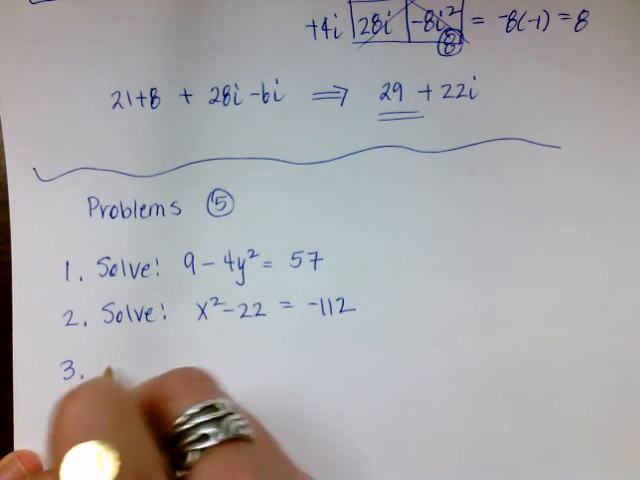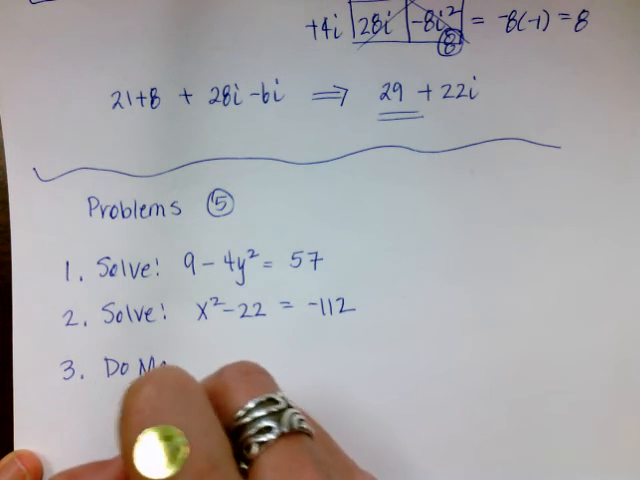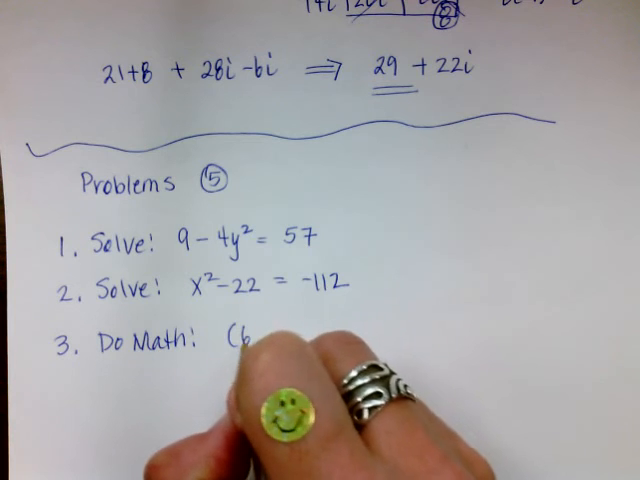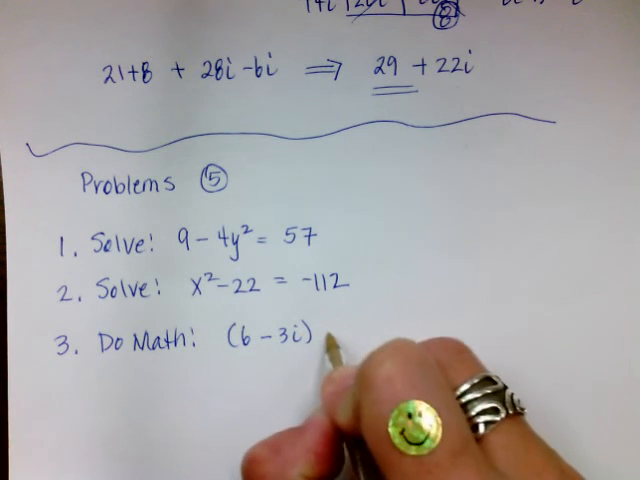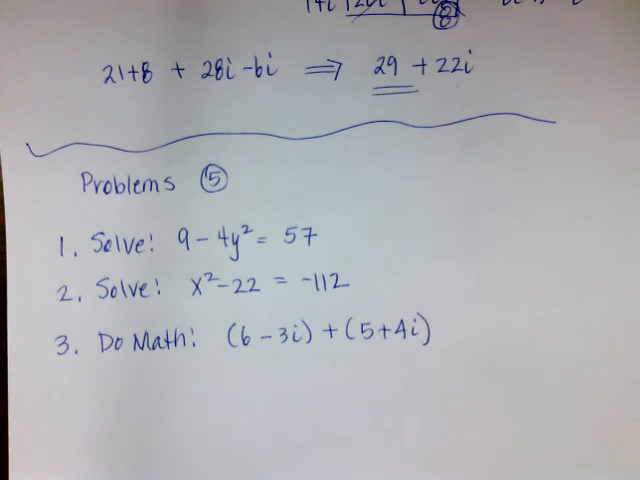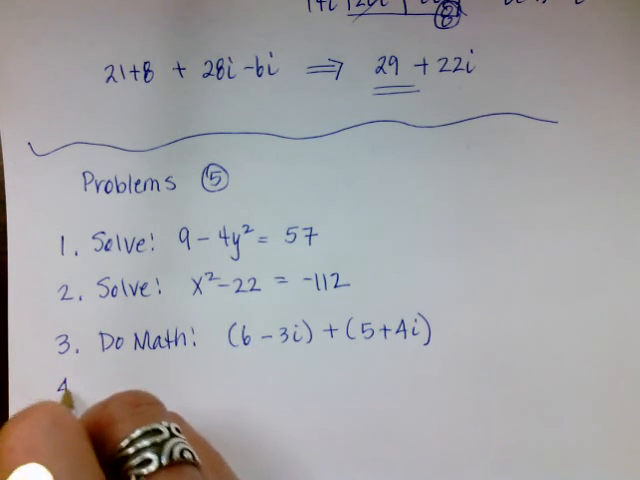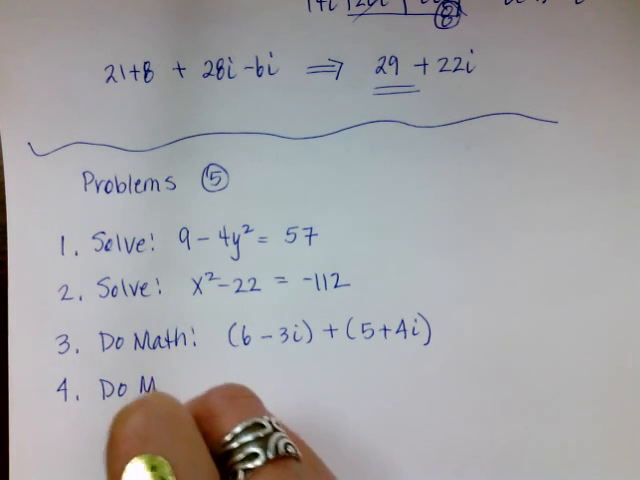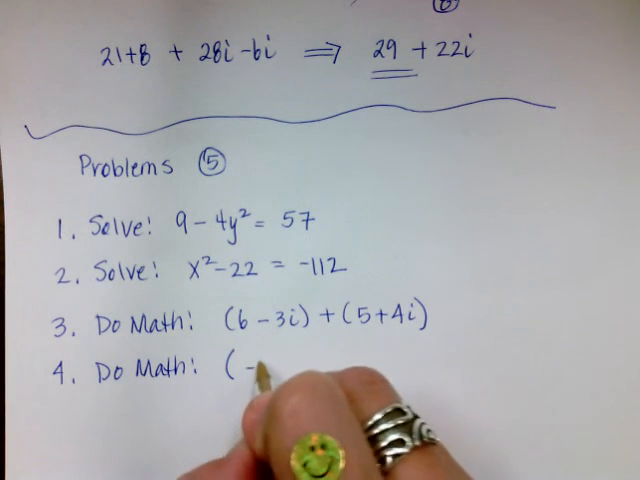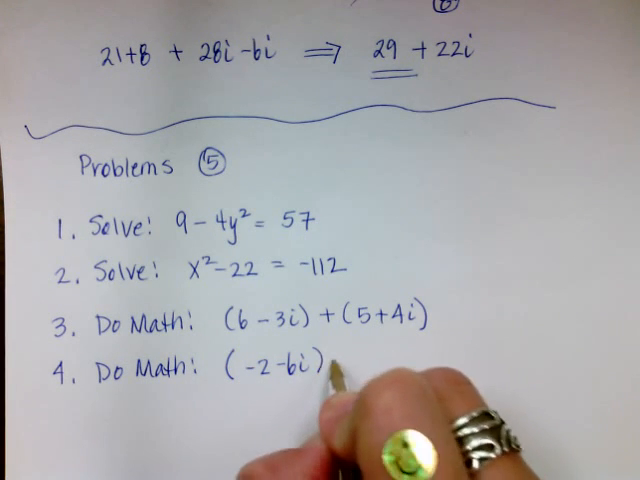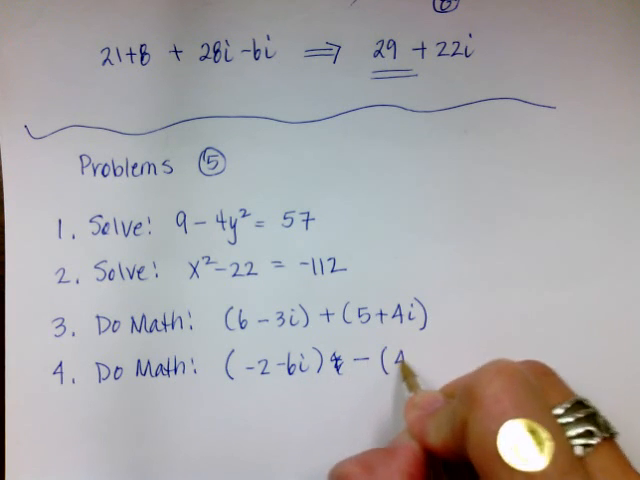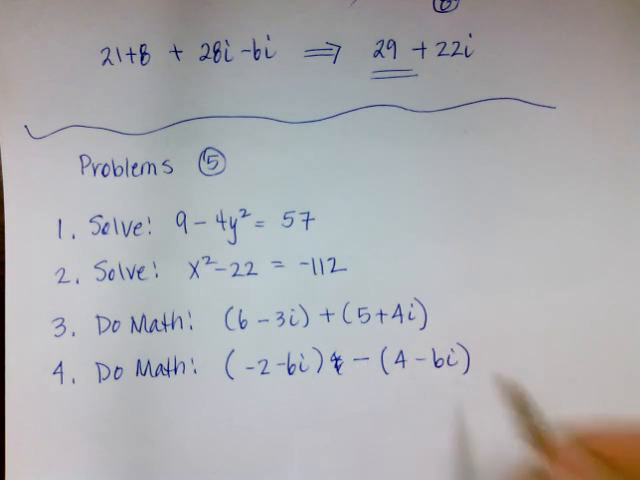Your third one says do math. We like math, so I'm just going to write down the directions as do math. And you're going to have 6 minus 3i, and you're going to add that to 5 plus 4i. Problem number 4, we're still going to do math because we like doing math. And I'm going to have a negative 2 minus 6i, and I'm going to add that, oops, sorry, I changed my mind. We're going to subtract it from 4 minus 6i.